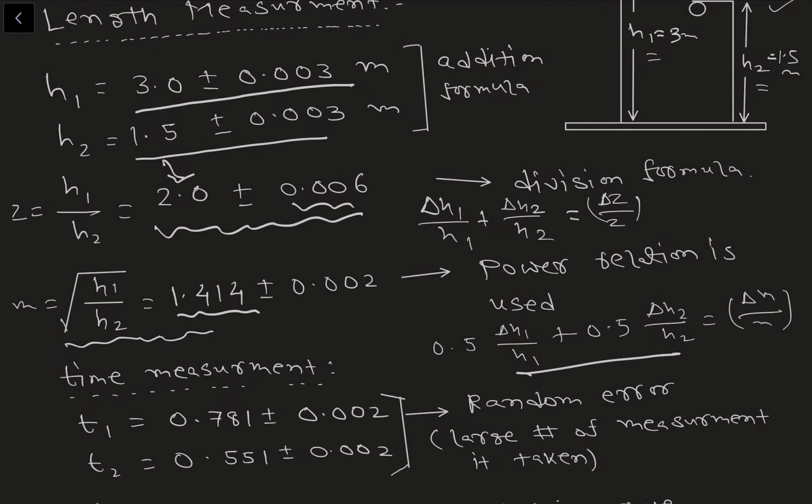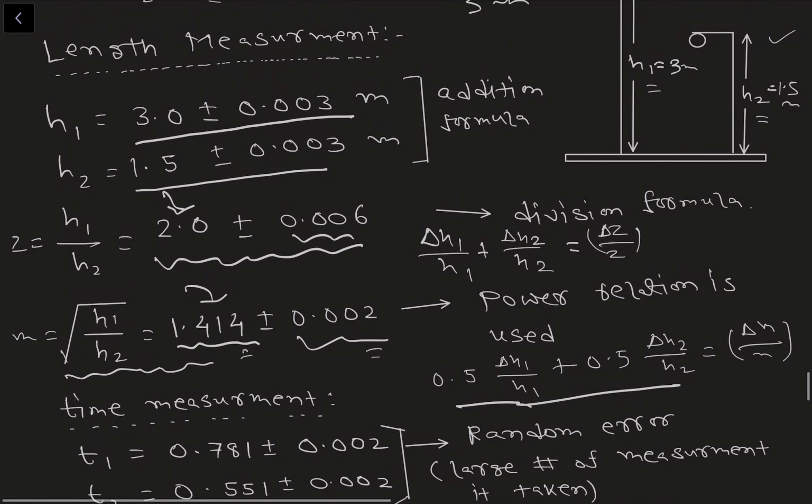So let me represent it by m. If you calculate it, the error is coming out to be 0.002. And the square root of 2 is 1.414. We are taking up to 3 significant digits because of the error.